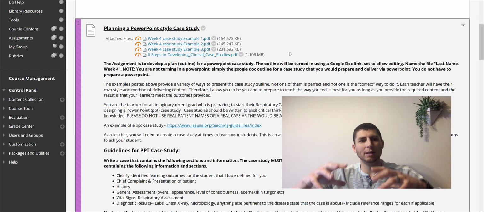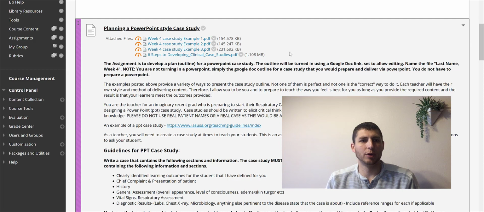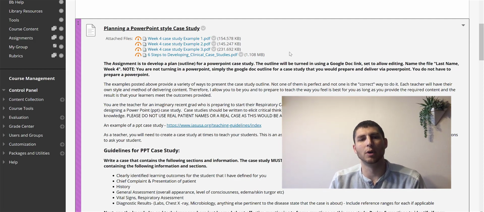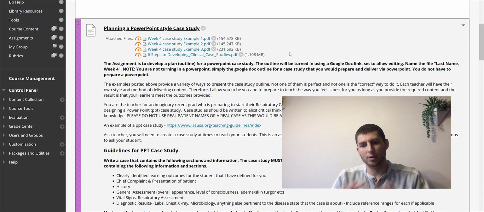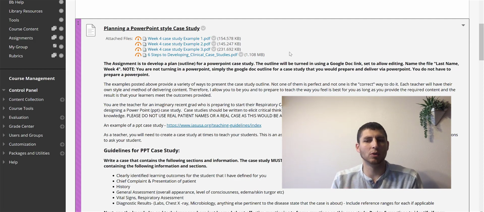So in an overview type of way, this PowerPoint style case study that you're preparing is bringing in that teaching of critical thinking, and it also allows you to assess the student's level of critical thinking as well. So from an overview perspective, think about it like this. You've already got good outcomes for your course. You've got a lesson plan. You know how to devise that for any particular lesson.